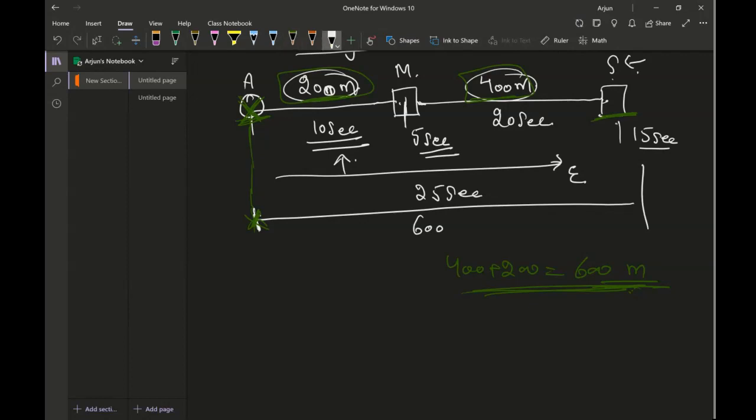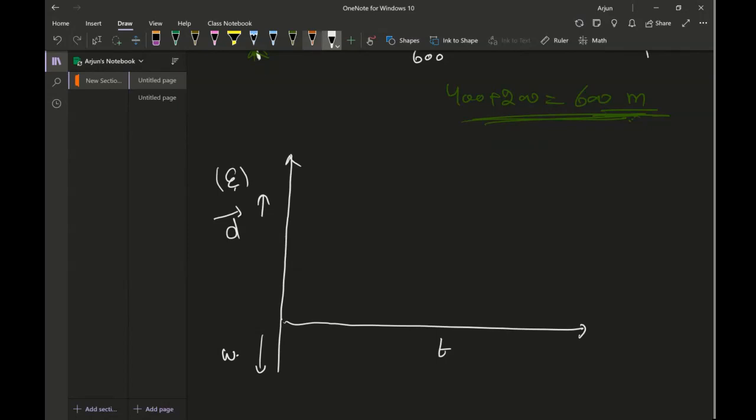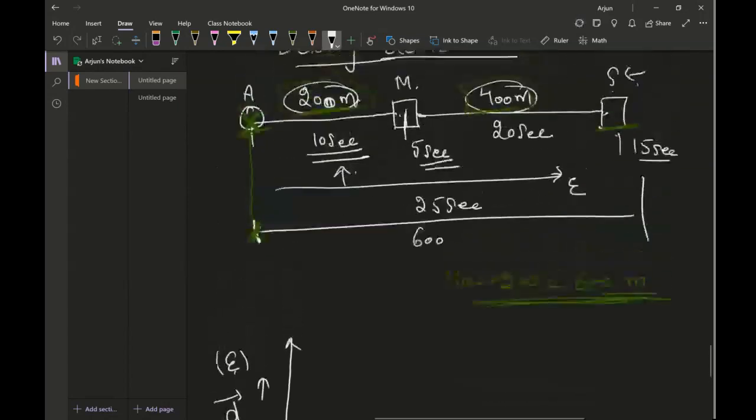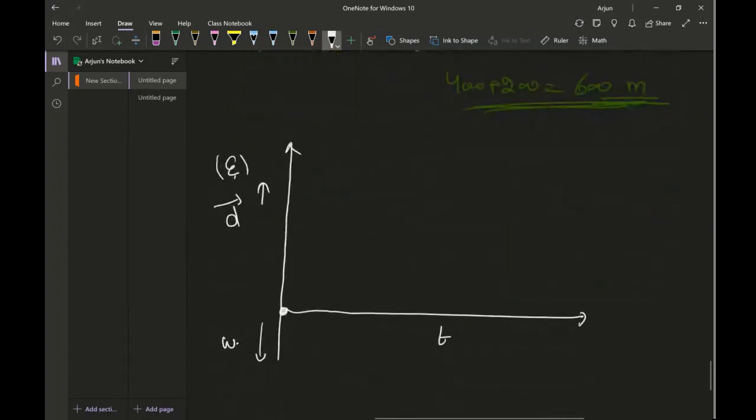Now I wanted to draw the displacement-time graph first of all. So how can I draw the displacement-time graph? Displacement will be on the y-axis and time will be on the x-axis. And this direction I'll consider as east. And obviously, if this is east, down here this will be west. Now, a person started from his home. This is the origin point. He covered a displacement of 200 meters in 10 seconds. So it will be a slant line starting from this point, and he covered 200 meters in 10 seconds. So let's say he's here, 200 meters.